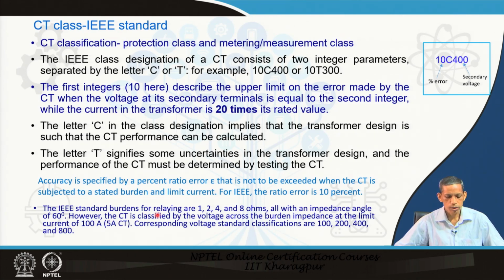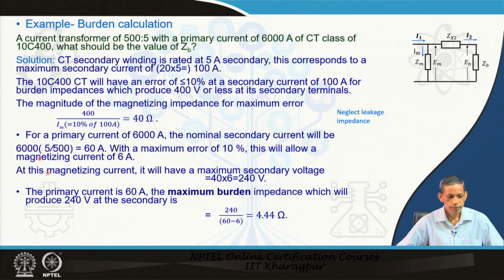The IEC standard burdens for the relays are 1, 2, 4, 8 ohms, all with an impedance angle of 60 degrees. However, the CT is classified by the voltage across the burden, that is, this voltage of 400 volt or so. So the corresponding voltages are 100, 200, 400 and 800. This is what we have as per the IEEE standard.